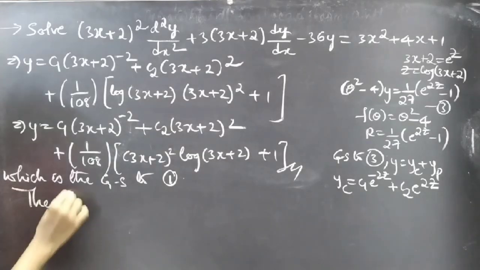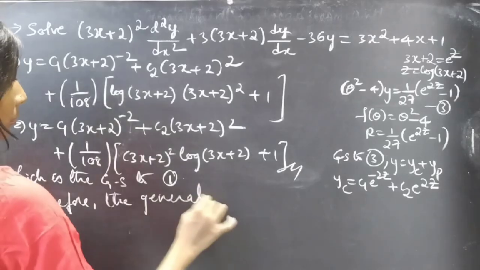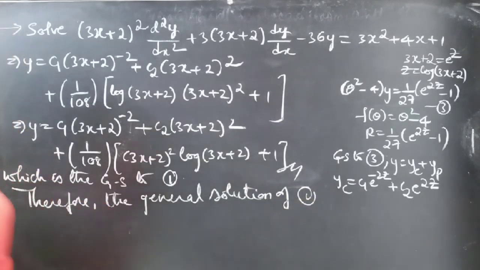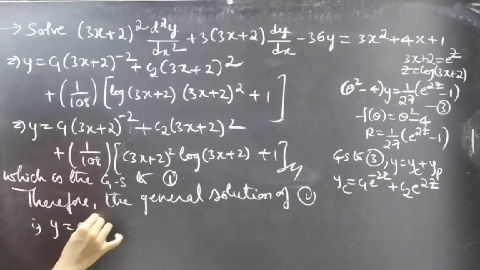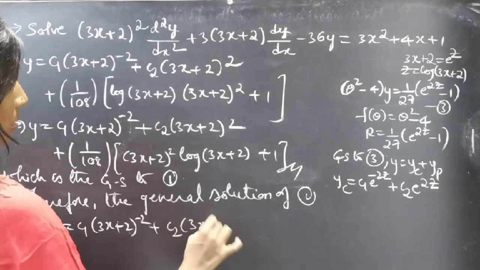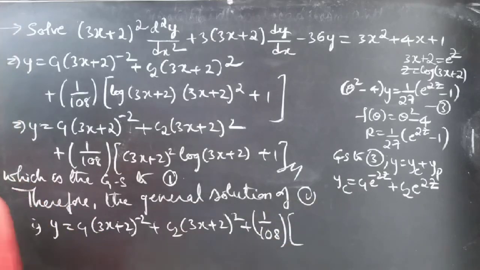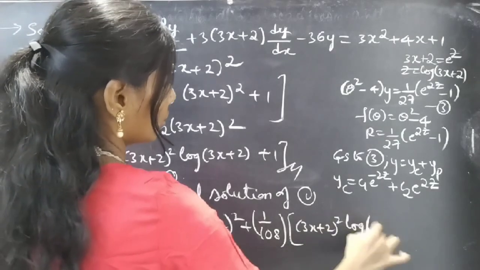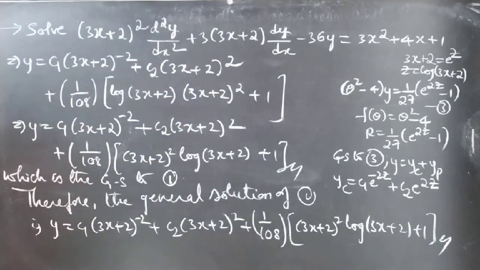Therefore, the general solution of the given equation or equation 1 is y equal to c1 into 3x plus 2 power minus 2 plus c2 into 3x plus 2 whole square plus 1 by 108 into 3x plus 2 whole square, log of 3x plus 2 plus 1, which completes the problem.